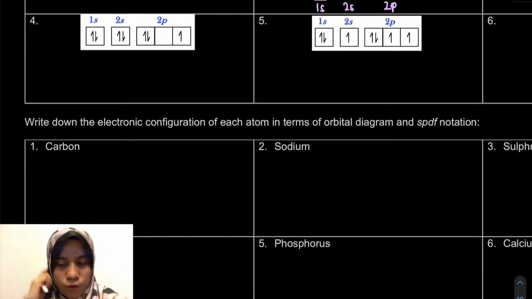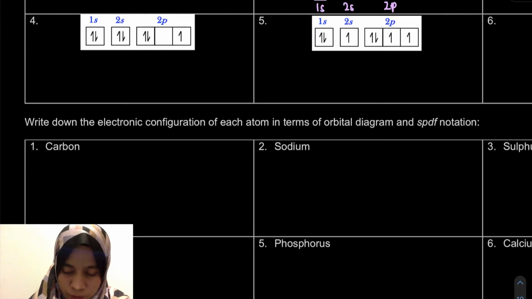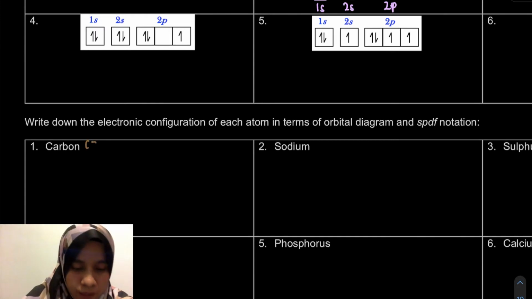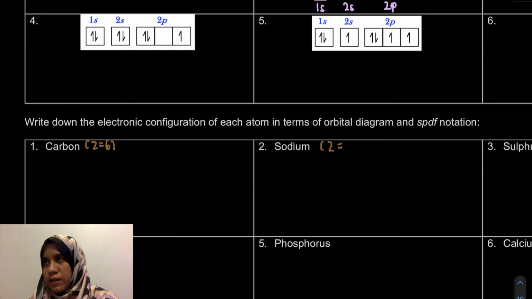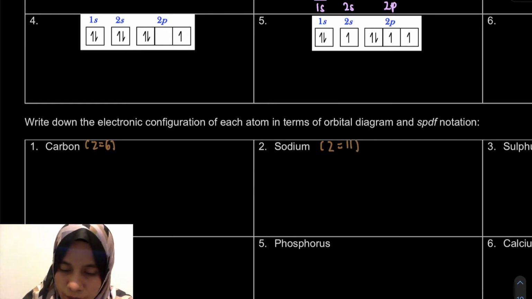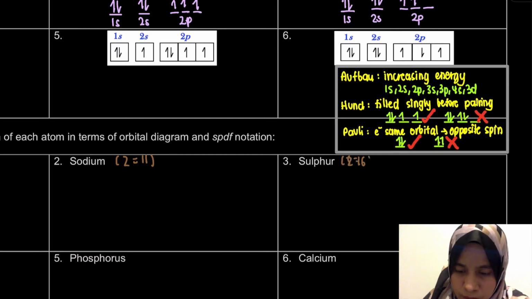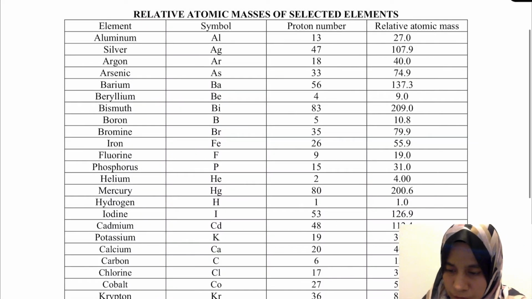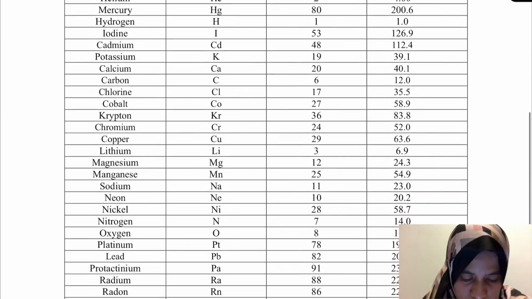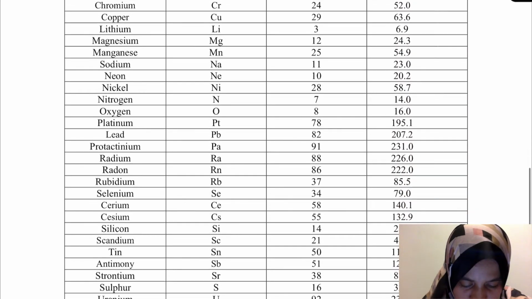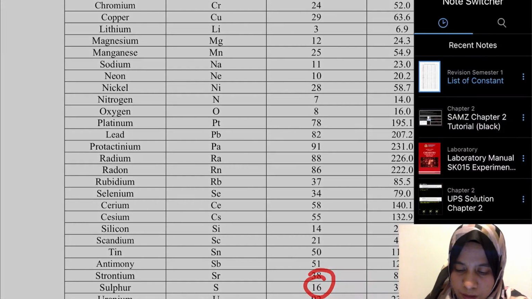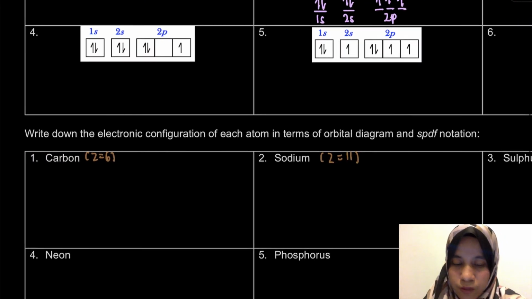Here I'm just going to label the number of protons. The number of protons I label as Z. So for carbon, Z is equal to 6. Sodium is 11. Sulfur is 16, right? Let me check. Sulfur, 16 here. Okay, so now let's look at the example itself.